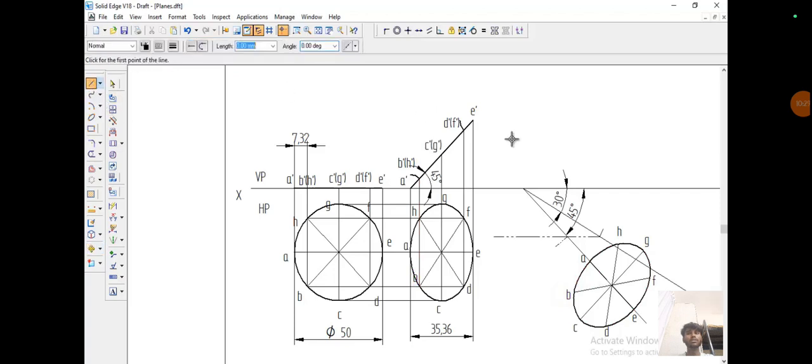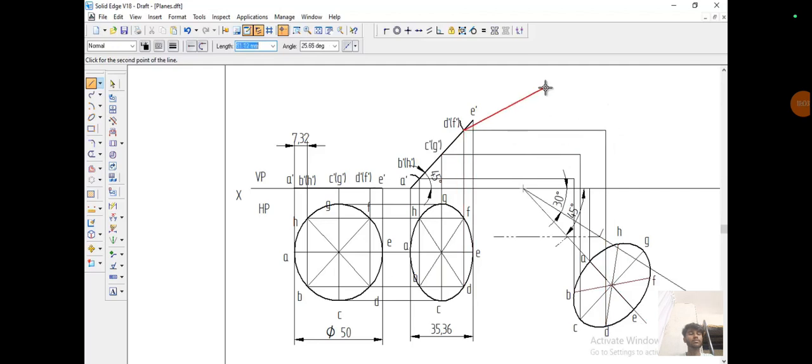This is over. Next, the final step: we need to get a front view, so we have to extend upward to the intersection points. We have to extend this line upward to intersect the points on VP. Here F dash to F dash, F to F dash, last one G to G dash, last one H dash.